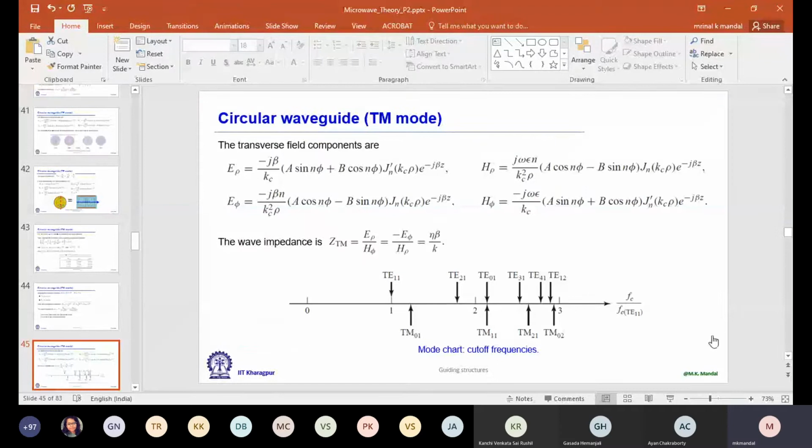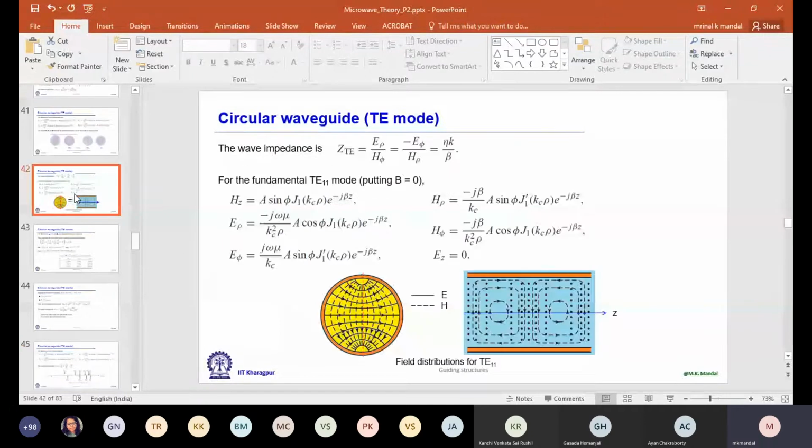So here actually is the mode chart. For a given geometry, we have only one physical dimension, that is the radius of the guide, a. Then TE11 appears first. Next is TM01, then TE21, and so on. So it is directly coming from the tables. Now, since TE11 is the dominant mode, let us spend some time on it. So for TE11, you look at the electric field and magnetic field distributions.